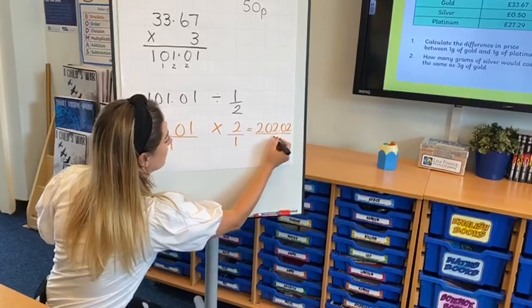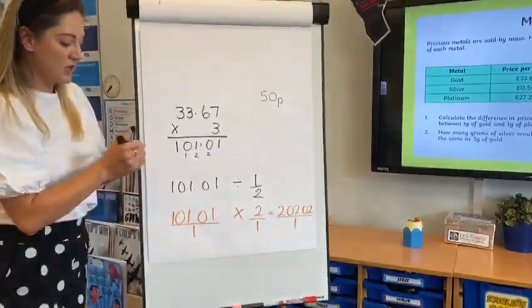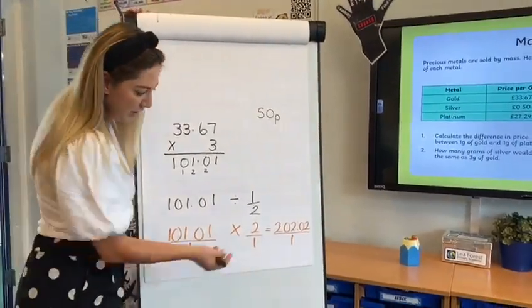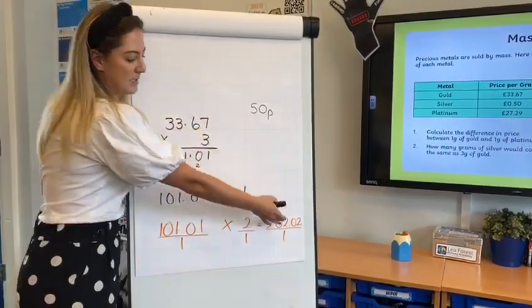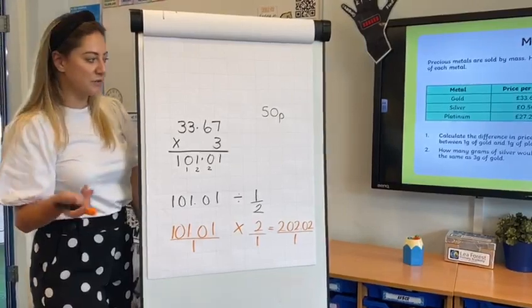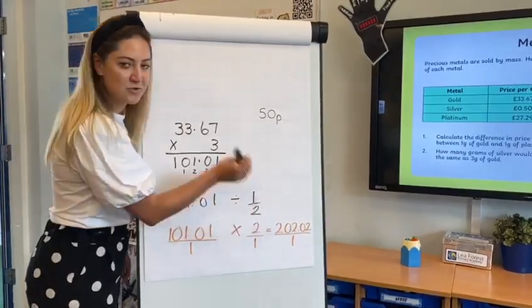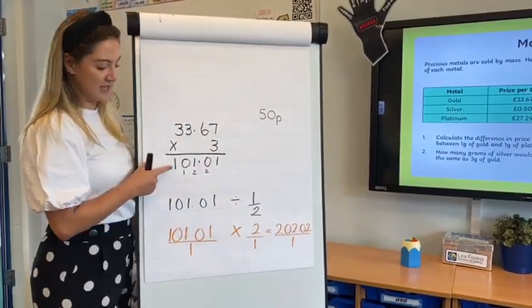So times them by 2. And 1 times 1 is 1. So I can buy 202 grams of silver at 50p, but then I'd have some left over, but still not enough to buy another gram. So 202 grams of silver is the same.